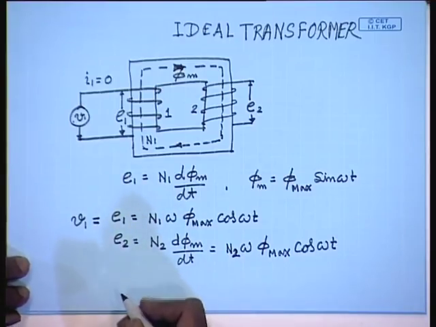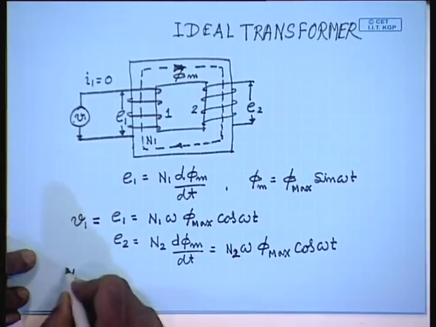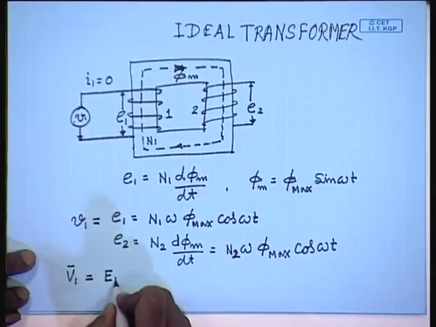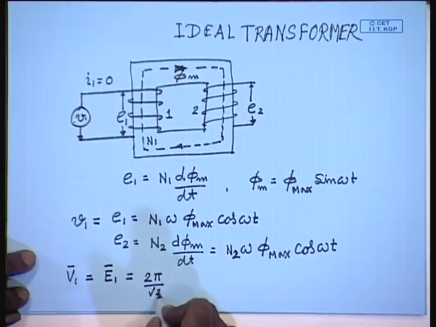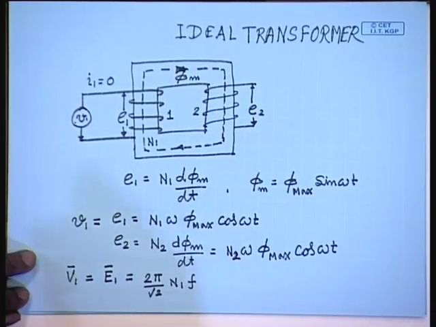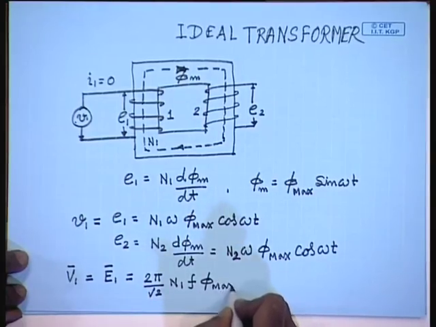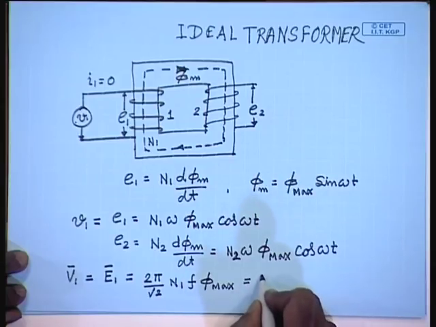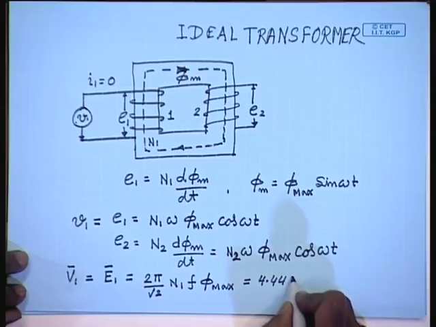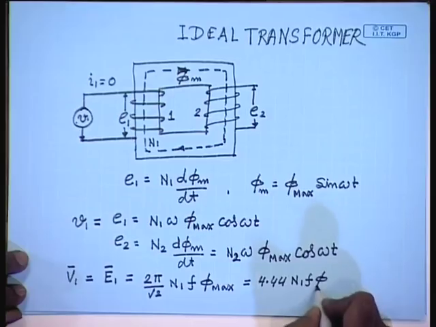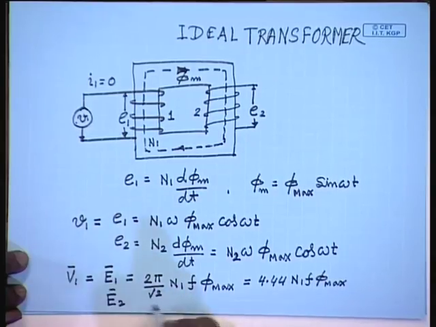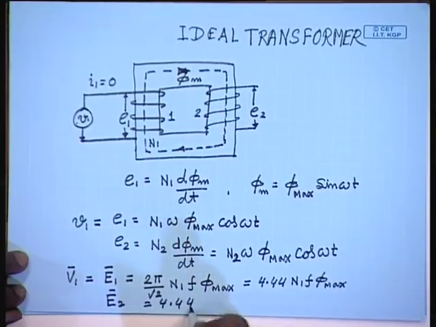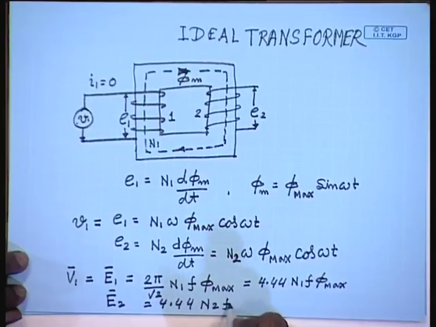If I write in phasor notation, that is, I want to find out the RMS value of E1, so V1 equal to E1 equal to 2 pi by root 2 N1 f phi max. This is the well known formula 4.44 N1 f phi max, and V2, similarly E2, equal to 4.44 N2 f phi max.